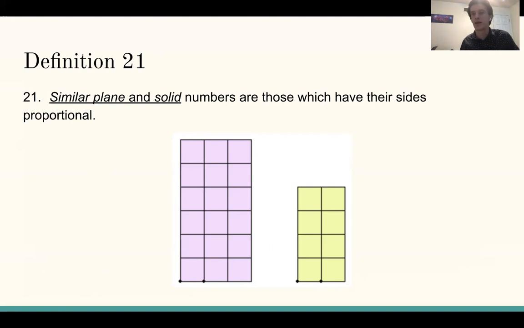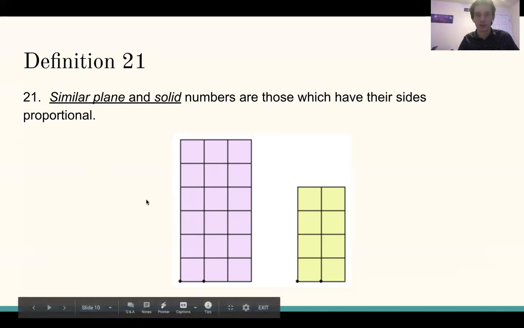If you multiply that by 3 over 2, your top will be 3 and your side will be 6. And that is exactly what we see. So they are proportional to each other.